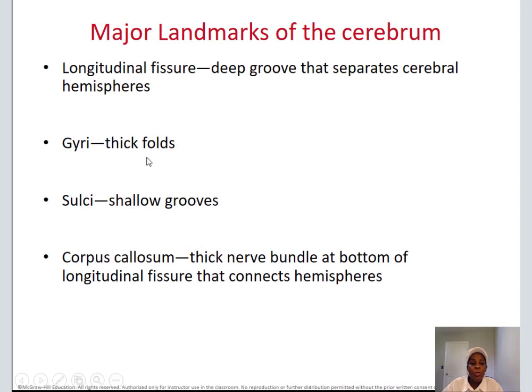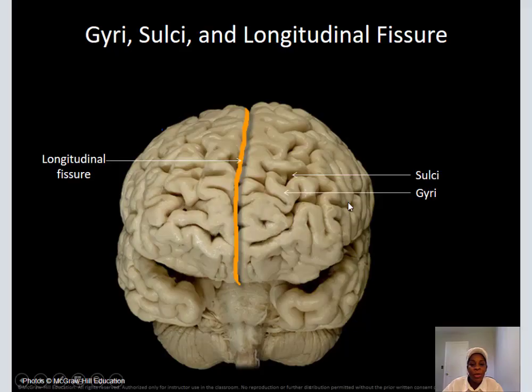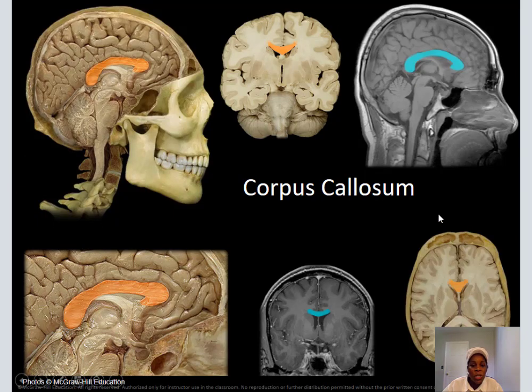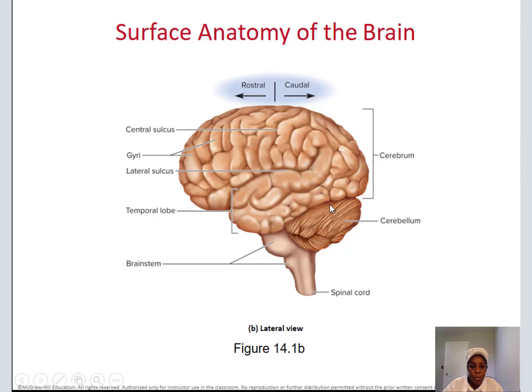Let's talk about the cerebrum now. We say that the cerebrum has gyri, sulci, right? The corpus callosum connects the two hemispheres, the two parts of the brain. Look at this one. We have the longitudinal fissure that separates the two hemispheres. You see the sulci and the gyri. Look at the gyri. The gyri are the bumps, the sulci are the grooves. The corpus callosum connects the left and the right hemisphere of the cerebrum.